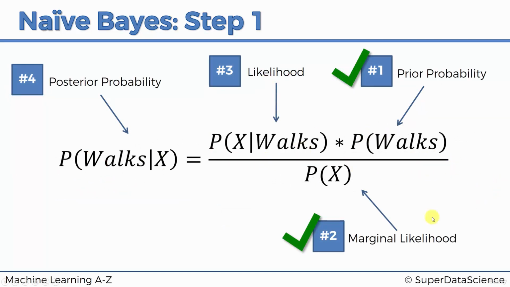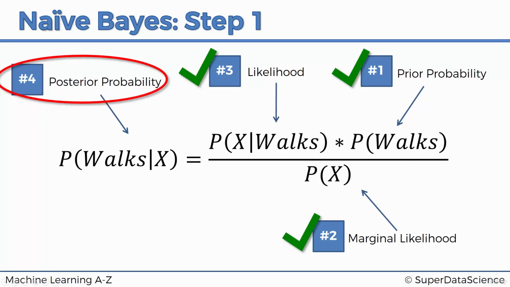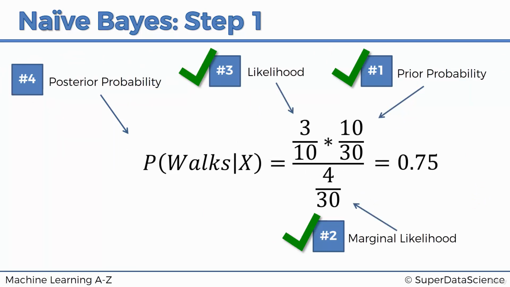So now if we plug all that in, there we go, that likelihood is done. If we plug all of that in, we'll get our posterior probability. So 3/10 times 10/30 and divided by 4/30. If we calculate that, it'll give us 0.75. 75% is the probability that somebody that we put into the place where we're putting X should be classified as a person who walks to work.